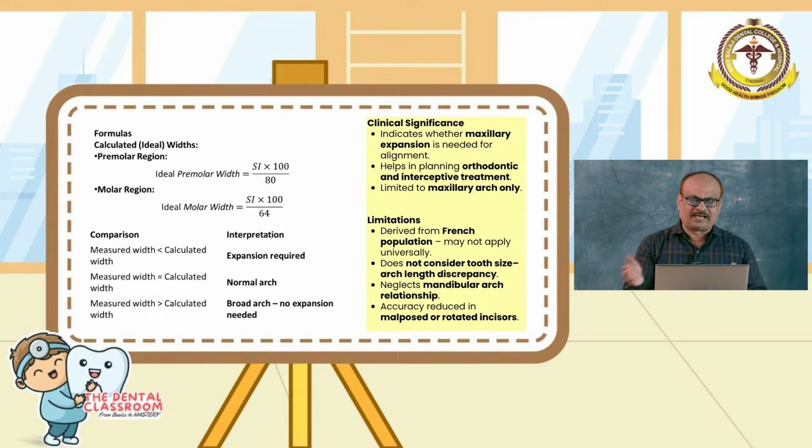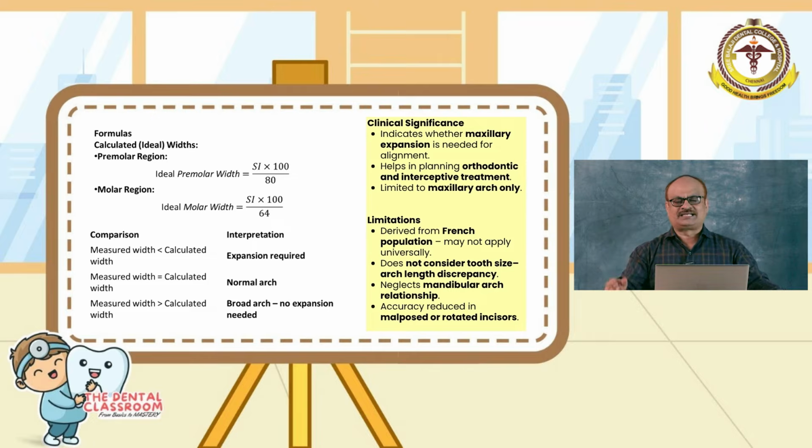Now try to compare. If the calculated width is greater than the measured width, it indicates that you have to expand the arch. If your measured width is equal to your calculated width, it's a normal arch; think about other means of gaining the space. And if the measured width is greater than the calculated width, no expansion is needed at all. Your arch already has a broader width at the premolar and molar area.